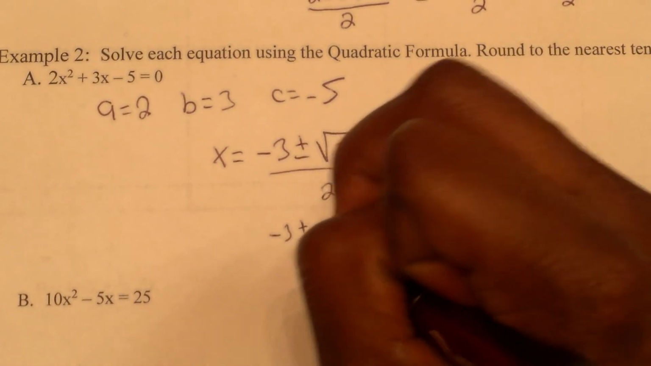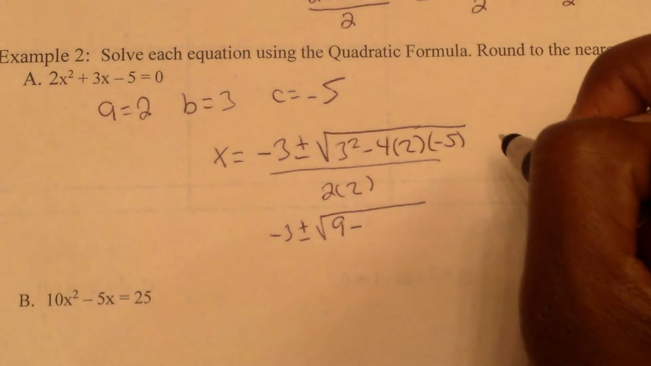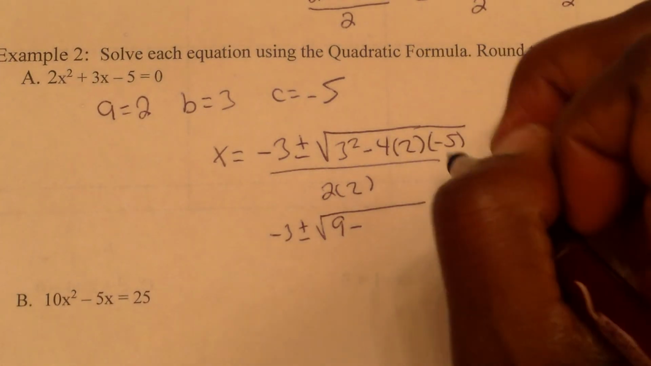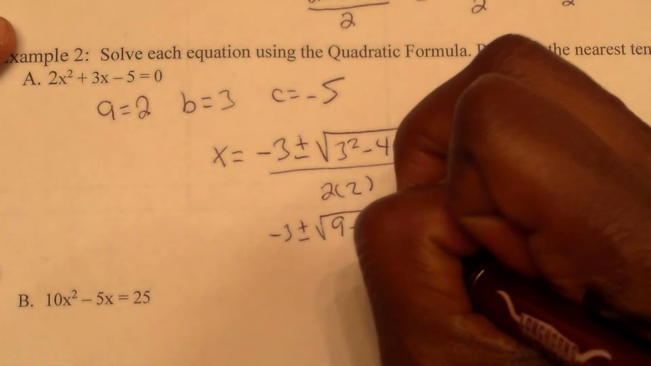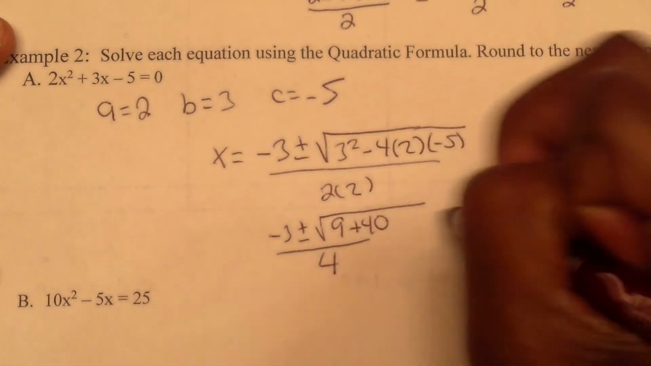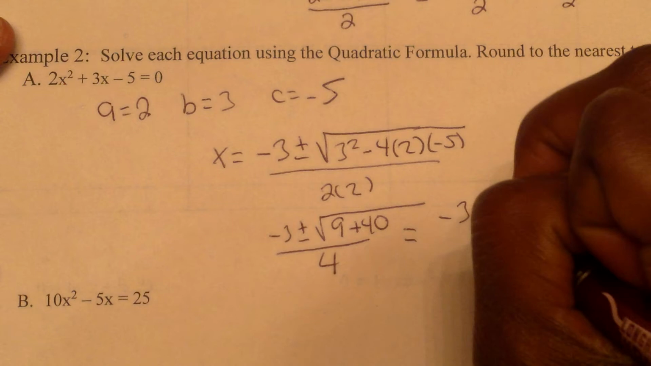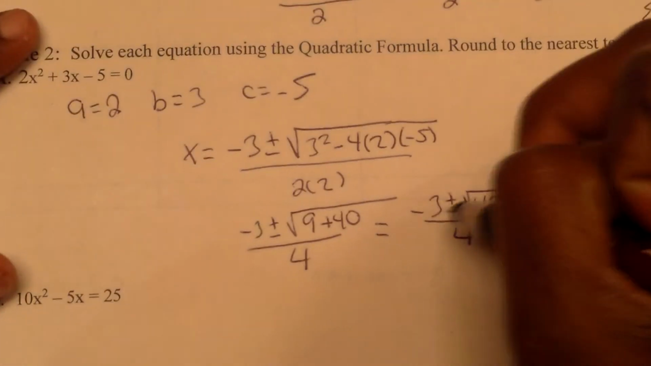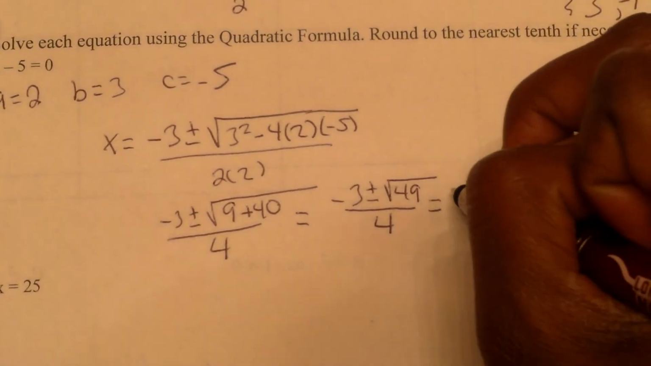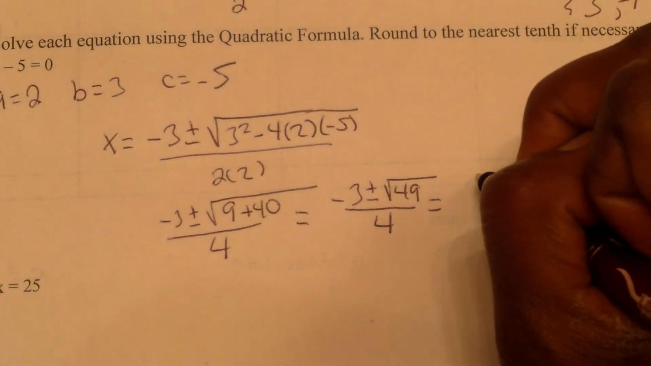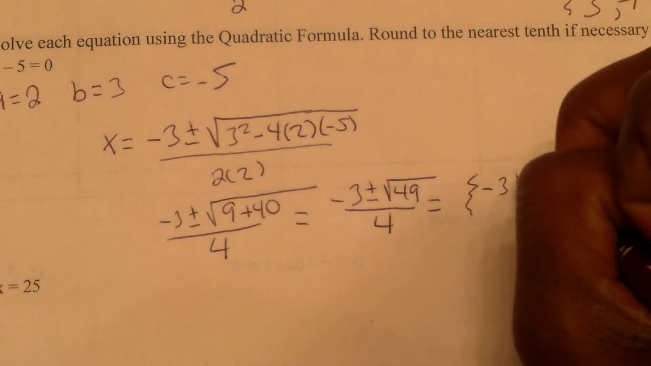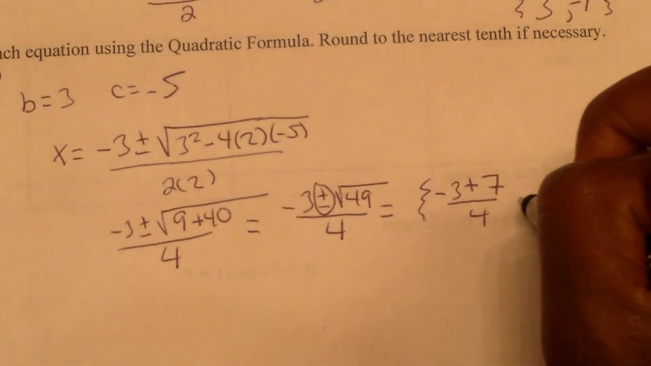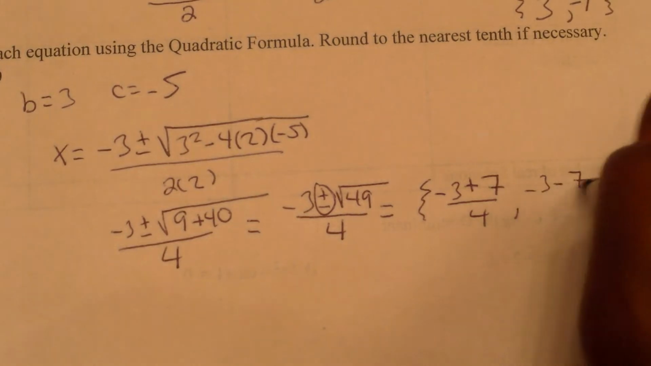That reduces to negative 3 plus or minus 9 minus, what is it? Negative 4 times 2 is negative 8. Negative 8 times negative 5, two negatives are going to make it positive 40, all over 4. So that's going to give us negative 3 plus or minus the square root of 49, all over 4. We know the square root of 49 is 7, so I'm going to go ahead and split it up into the zeros. Negative 3 plus 7 over 4, splitting that up, and negative 3 minus 7 over 4.